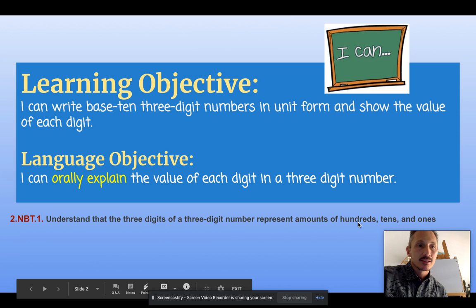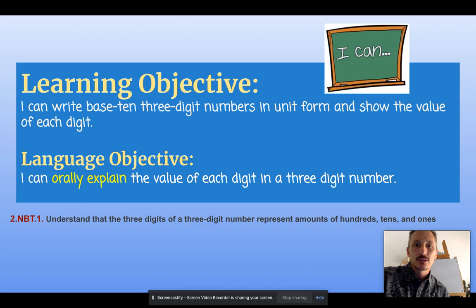Your learning objective is that I can write base 10 three-digit numbers in unit form and show the value of each digit. Your language objective is I can orally explain the value of each digit in a three-digit number.